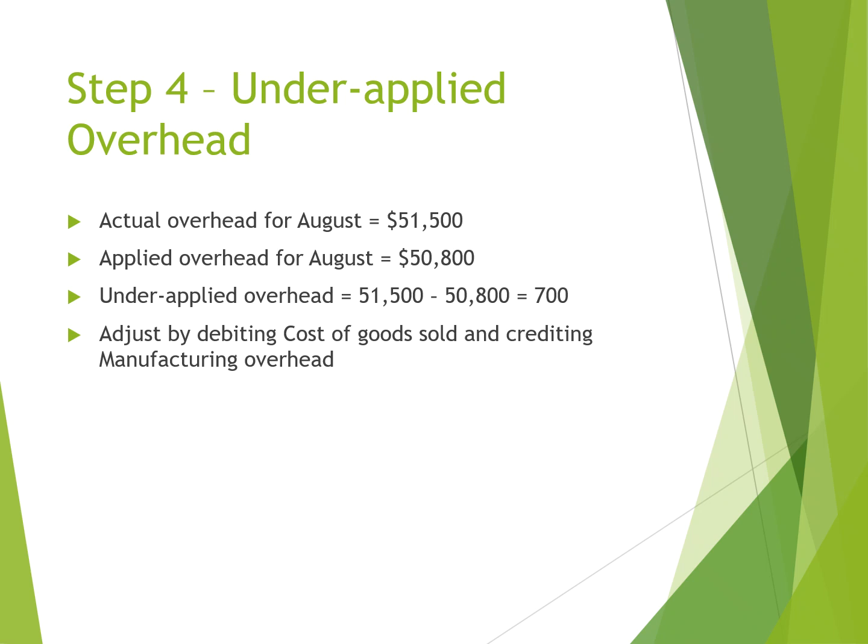When the difference is small, the common approach is to close it directly to COGS. So at the end of the period we record debit cost of goods sold $700, credit manufacturing overhead $700. That increases COGS and closes the overhead account back to zero.